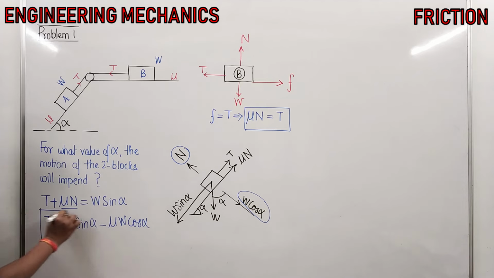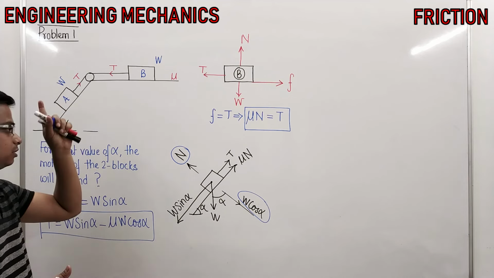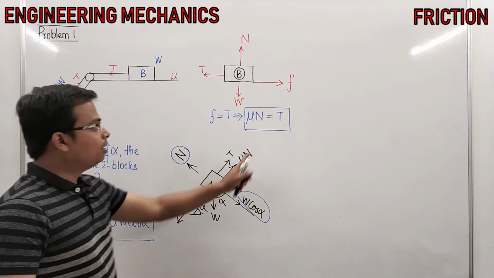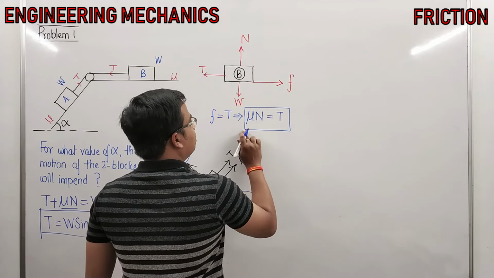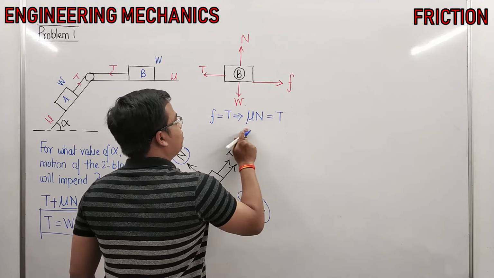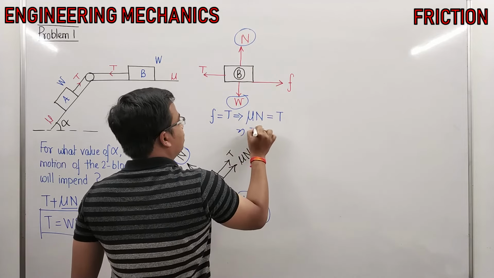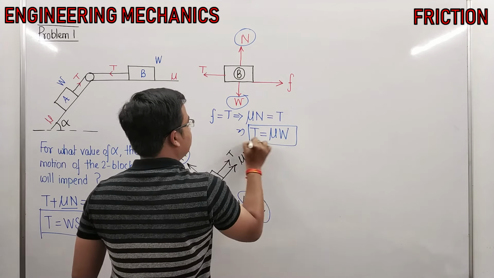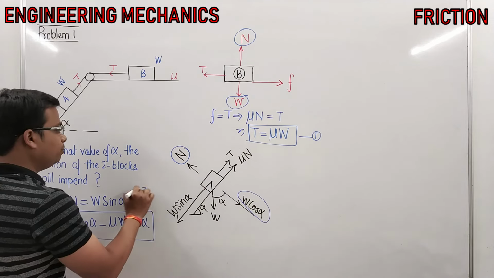In place of N, you can write W cos alpha. So this is another value of T which you have got from considering the free body of this inclined mass or weight. You've got two values of T: W sin alpha minus mu W cos alpha, and this mu N. And N by the way, is equal to W, so T can be expressed as the product of mu W. So this is the main equation. Let's say this is equation 1 and this is equation 2. We are going to be equating them both.